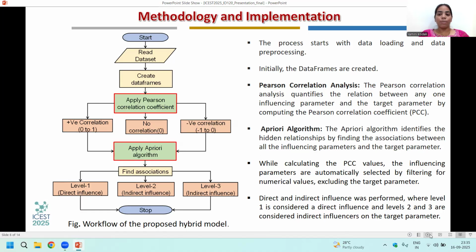While calculating these PCC values, the influencing parameters are automatically selected by filtering the numerical values, excluding the target parameter, which is the Smart City Index. Direct and indirect influence analysis was performed, where level 1 is considered a direct influence and levels 2 and 3 are considered indirect influences on the target parameter.